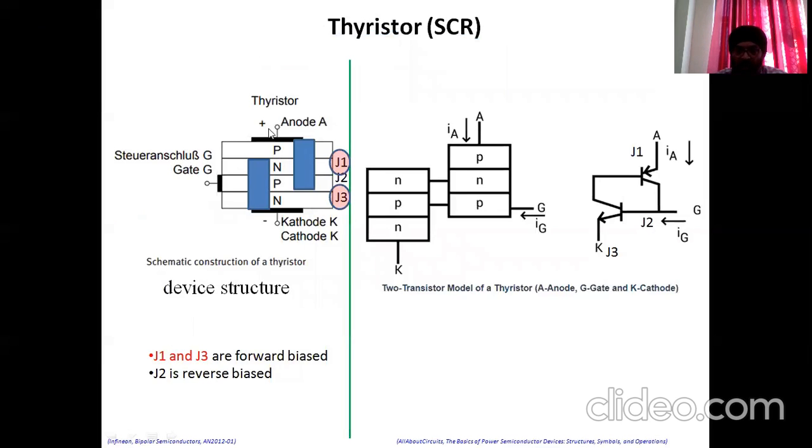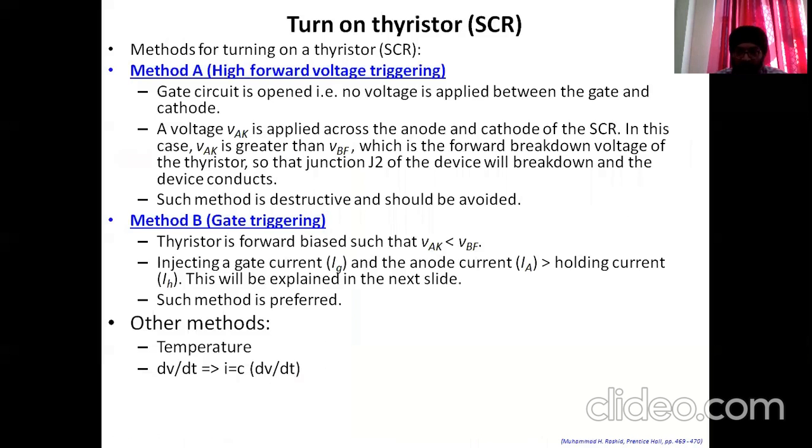One is to connect the anode and cathode with a large value of a source, or a battery, or voltage to turn on this device. The second method is to connect a voltage source to the gate terminal, and we get a turn on of the device. These are the 2 methods. We'll be talking about these two methods in detail.